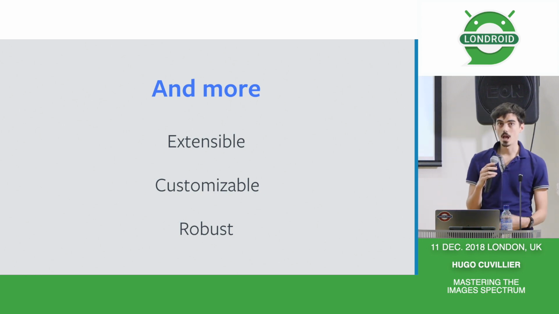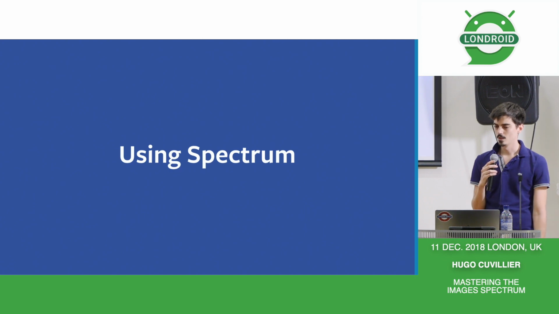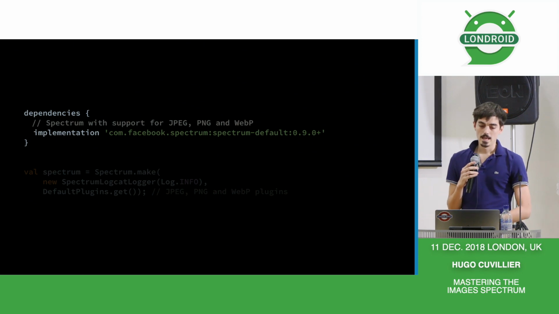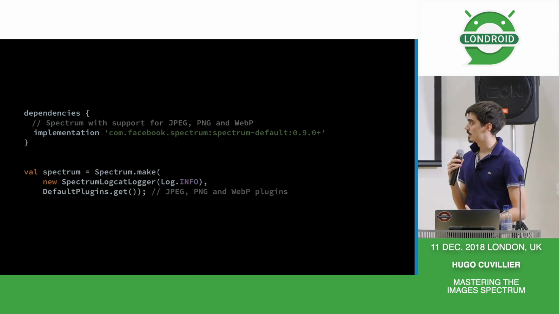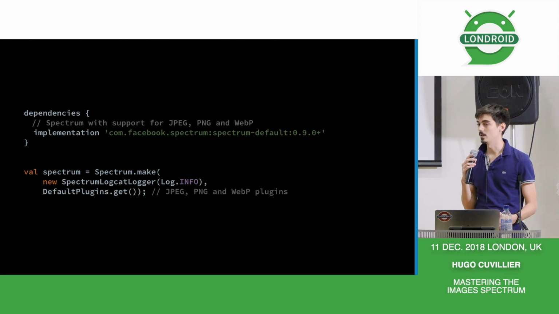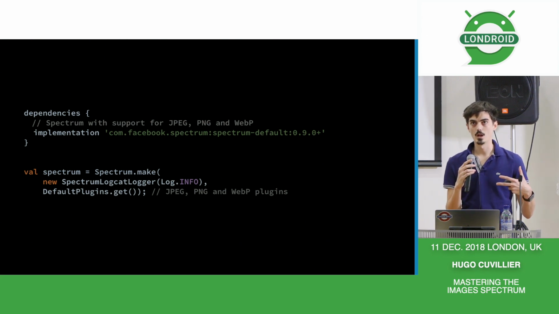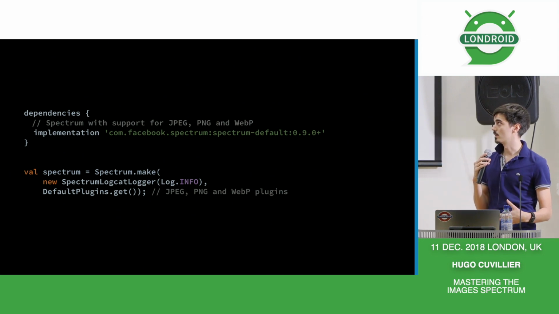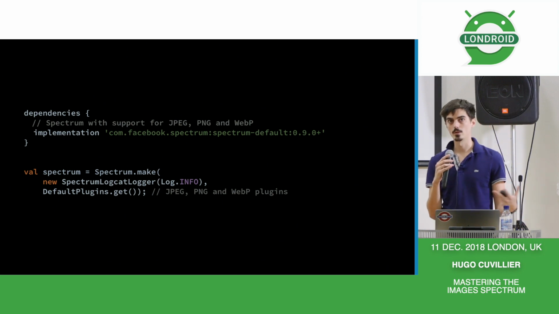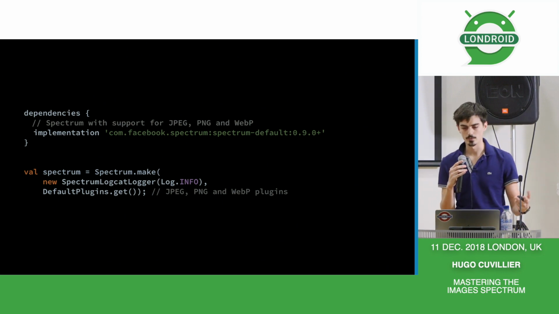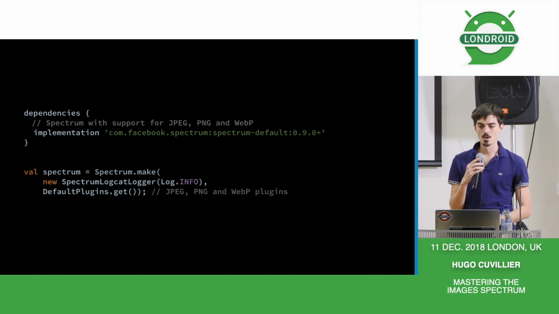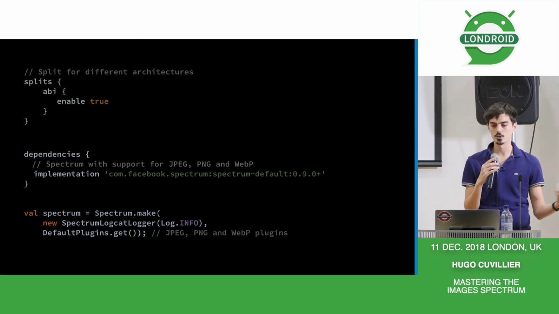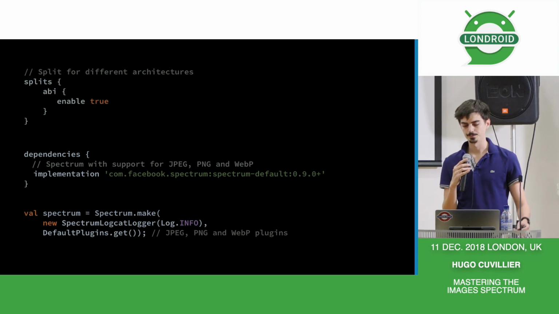So now let's have a look at how you would typically use Spectrum. The first step, you'll need to add it as a dependency in your Gradle file, much like any other dependency. And then you'll need to create the Spectrum instance. This one takes two parameters. The first one is a logger that will get called every time an operation is enqueued. The second parameter is the plugins that you want to instantiate Spectrum with. In this case, we've got a default plugin that bundles all the codecs that we provide by default. Also, because Spectrum has a lot of native code, you'll need to make sure to enable the ABI split so that you don't ship every platform-specific code to everyone.